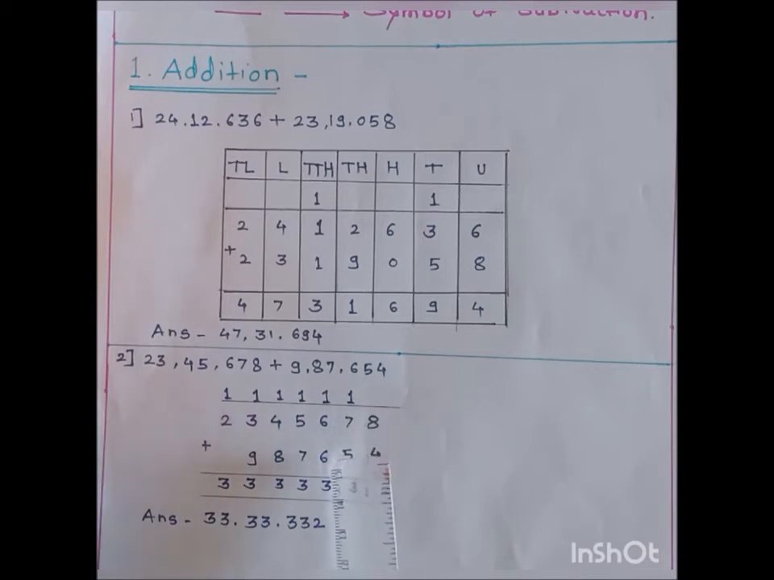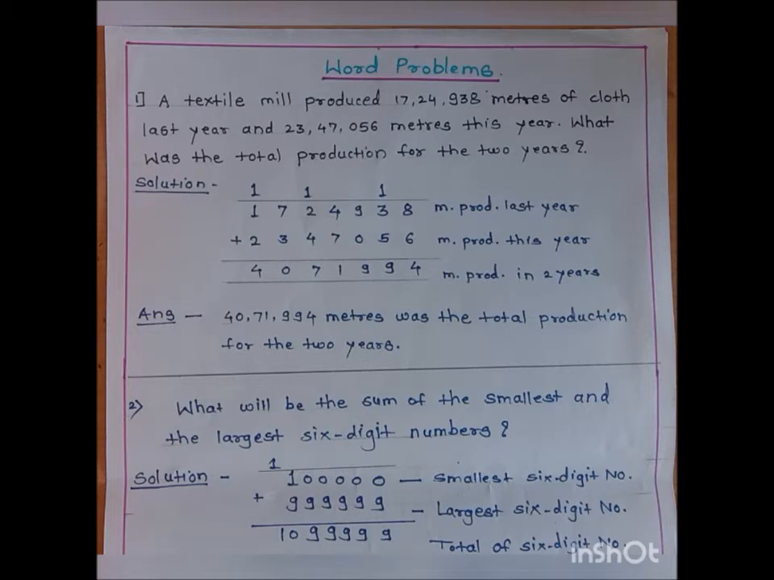6 plus 6 is equal to 12, carry 1, 13. Now 5 plus 7 is equal to 12 and carry 1, that is 13. Now again 4 plus 8 is equal to 12 and carry 1 is equal to 13. 3 plus 9 is equal to 12 and carry 1 is equal to 13. Now last column, 2 plus 0 and carry 1, that is 2 plus 1 is equal to 3. We get sum 33,33,332.